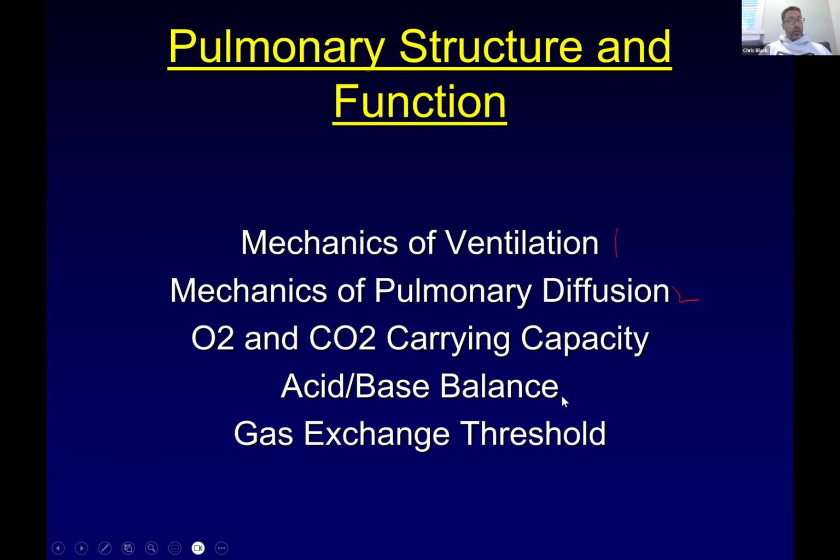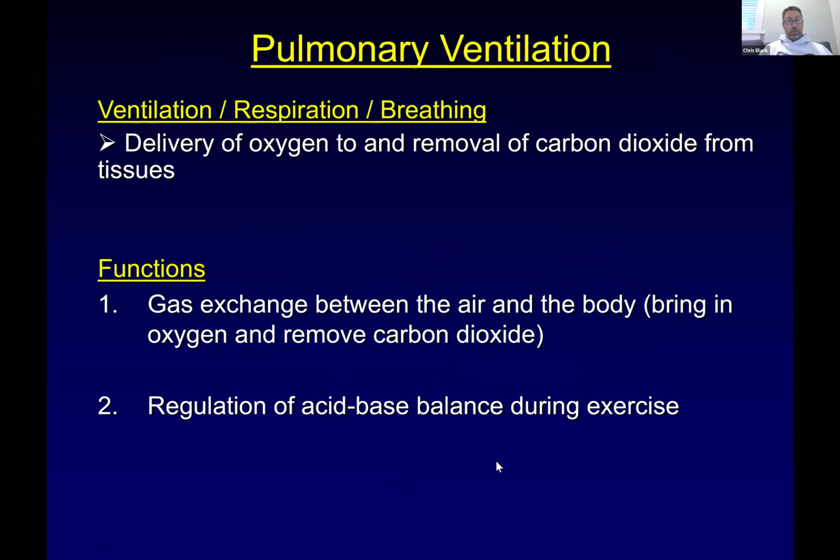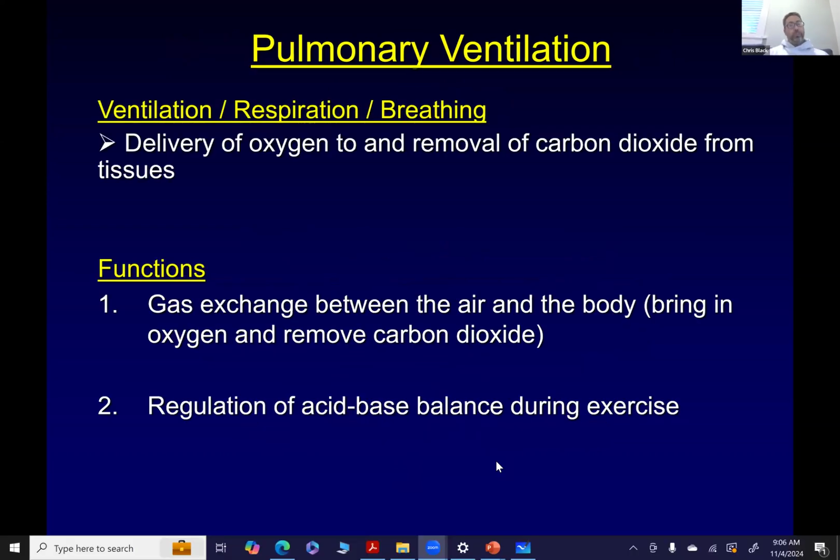We're going to talk a little bit about how we use the pulmonary system and our ability to carry CO2 in the blood to help us balance acidity. And then at the very, very end, we're going to talk about changes with exercise and something called the gas exchange threshold. Okay.